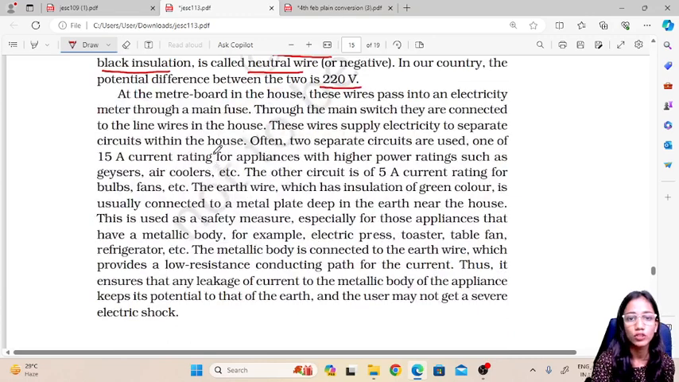Now, two power ratings are used for our home appliances: 15 ampere current rating for appliances with high power ratings such as geysers, air coolers, etc., and 5 ampere current rating for bulbs and fans, because the current should be distributed.